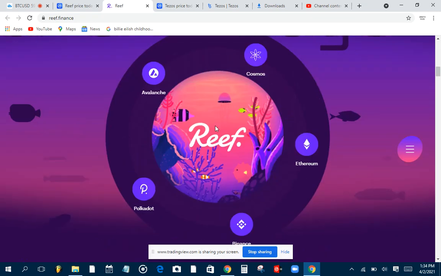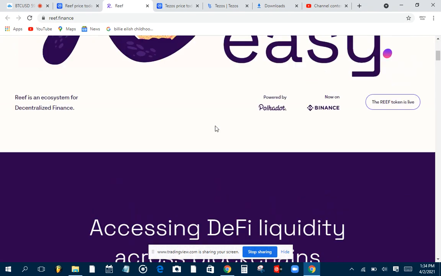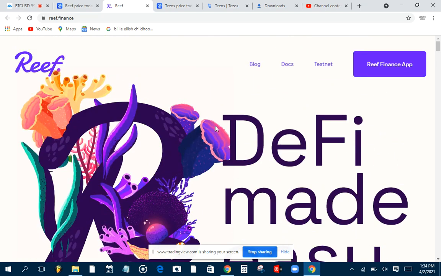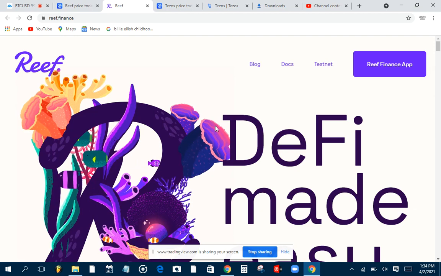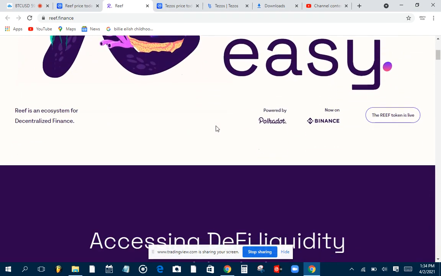I don't know how to explain it for you as a beginner, but what I'm trying to say here is that Reef is trying to connect two big things together, and this time around it's connecting so many big things using the Polkadot exchange. You can see right here it's powered by the Polkadot exchange, and it's now on Binance, so you can buy it on Binance.